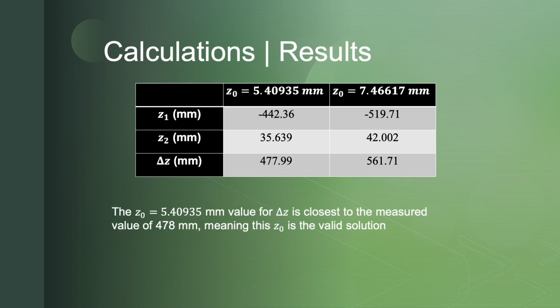To verify which z0 solution is physically valid, we back-calculated delta z using both possible values. The first solution of 5.41 millimeters gave us a calculated delta z of 477.99 millimeters, which closely matches our measured value of 478 millimeters. Since this aligns with our experimental result, this confirms that z0 does equal 5.41 millimeters, and this is consistent with both theory and the lab procedure.